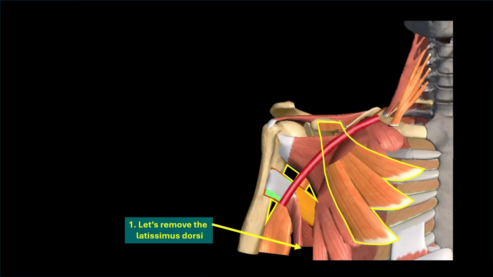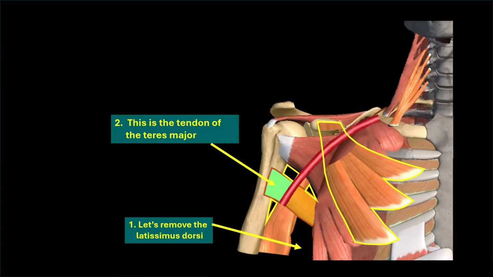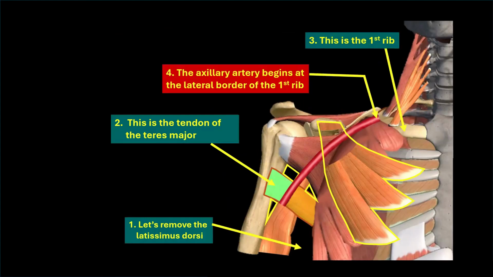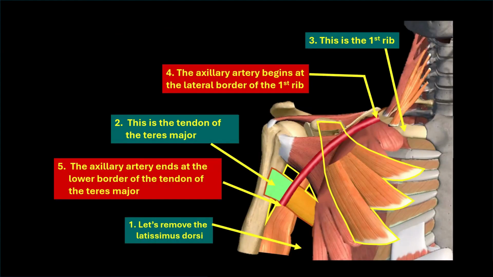Let's remove the latissimus dorsi. This is the tendon of the teres major. This is the first rib. The axillary artery begins at the lateral border of the first rib. The axillary artery ends at the lower border of the tendon of the teres major.